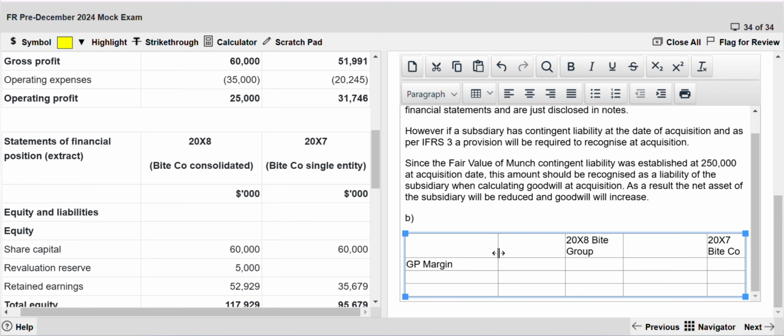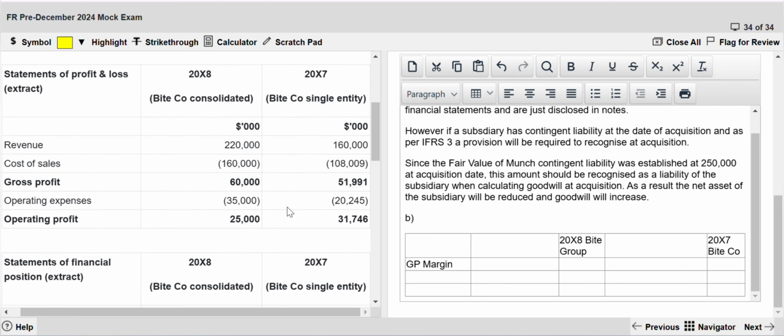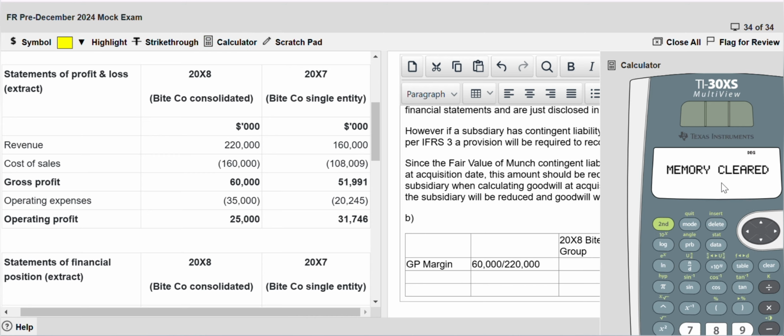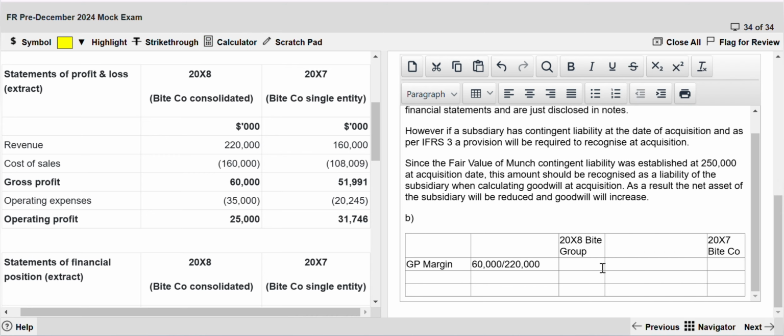So what is gross profit margin? Gross profit divided by revenue, multiplied by 100. Correct? So for 20X8, what is the gross profit? 60,000. So 60,000 divided by revenue of 220,000. So how much is the profit percentage? So 60,000, okay.